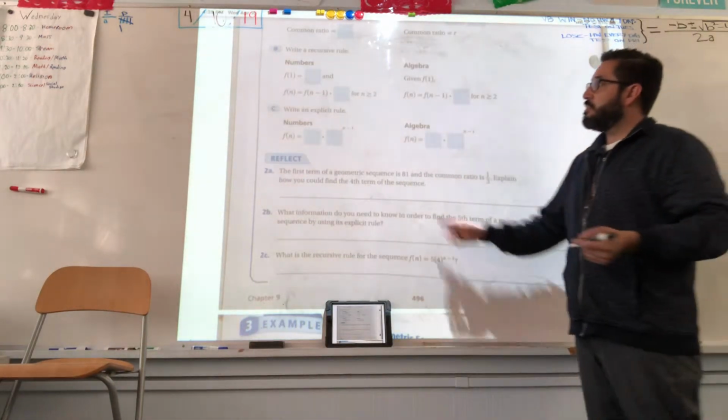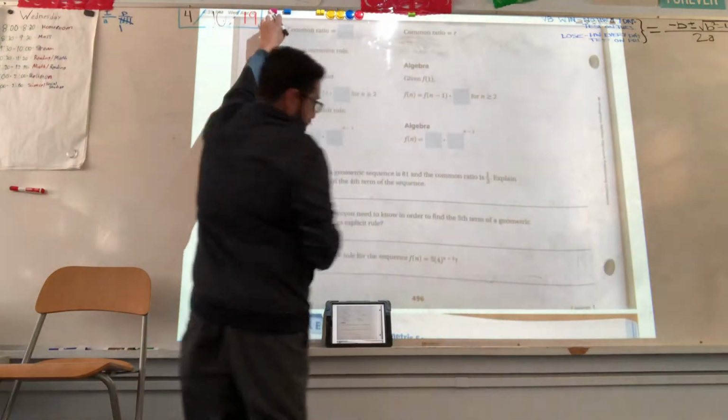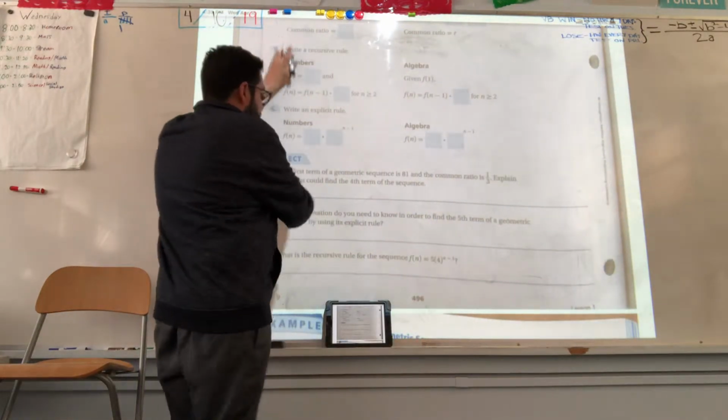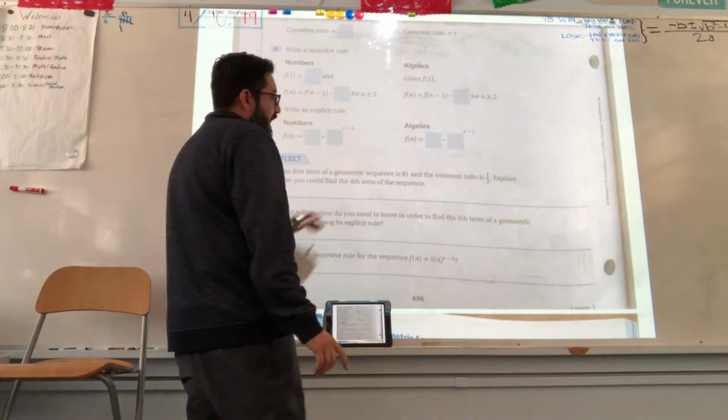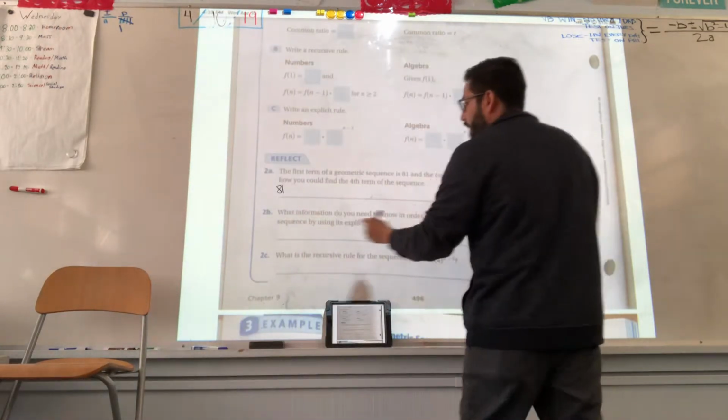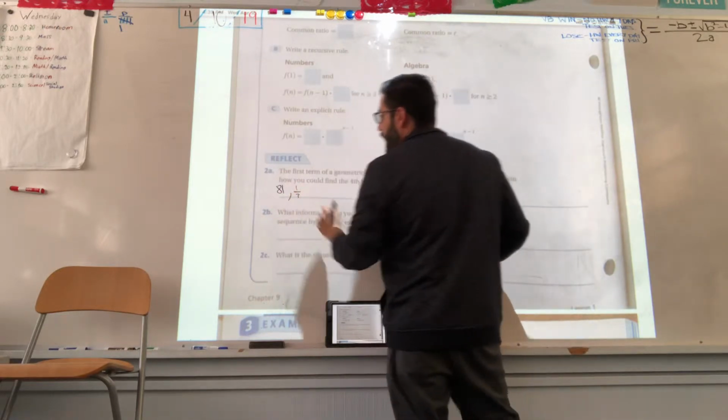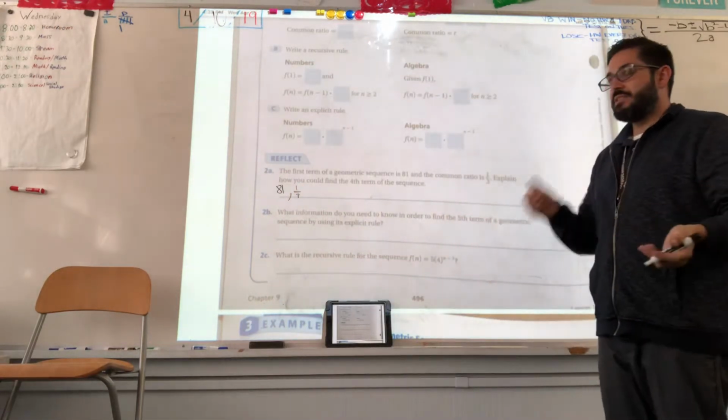Okay, so let's reflect really quickly. The first term of a geometric sequence, f of 1, or 6 in that previous geometric sequence, is 81, right? And the common ratio is 1/3. How could you find the fourth term of the sequence?